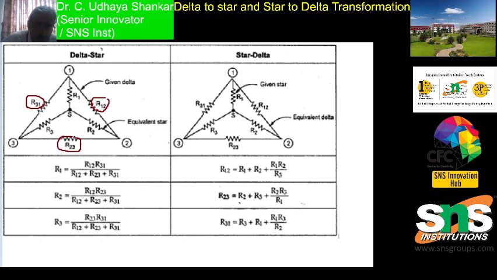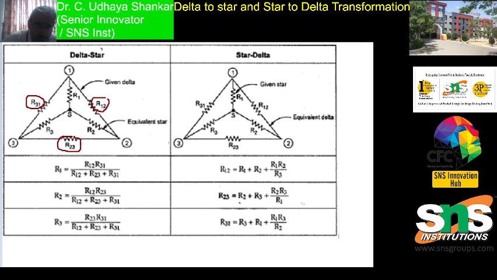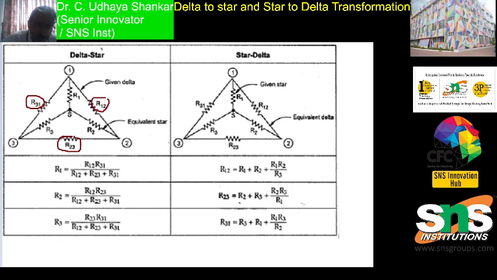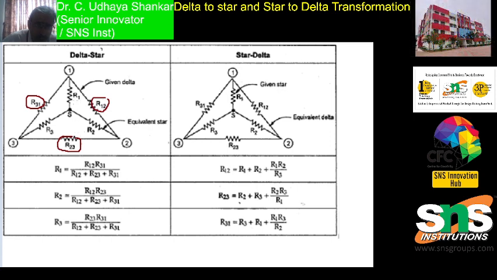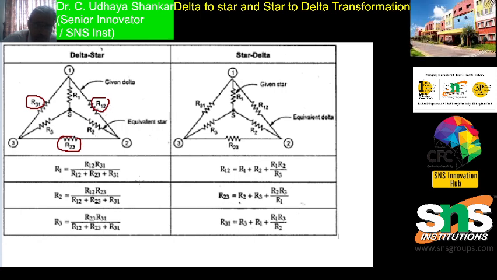So I am going to replace this R12, R23 and R31 with three different resistances, which is being directly star connected. So here you can see that the formula is R1 will be equal to the product of R12 and R31. So this is the R1, so I want to find this. So I want to find the product of these two divided by the sum of all these. Okay, so this is how you will be doing the conversion from delta to star.